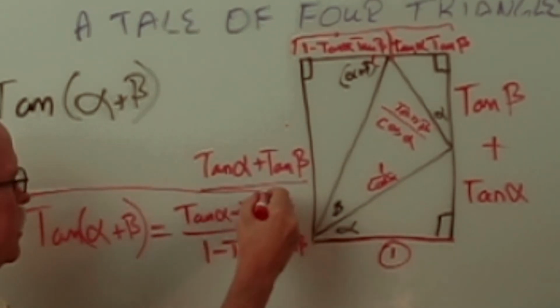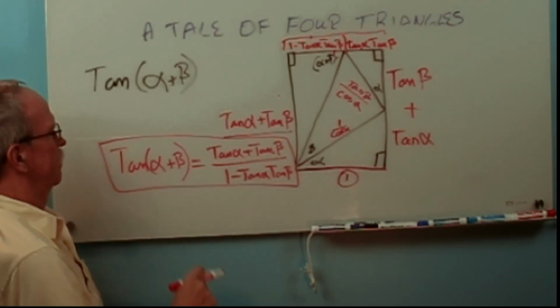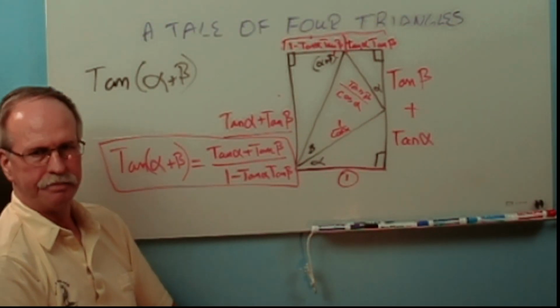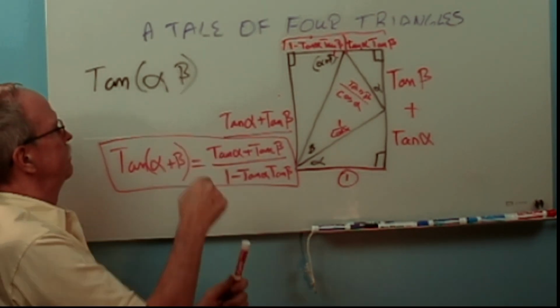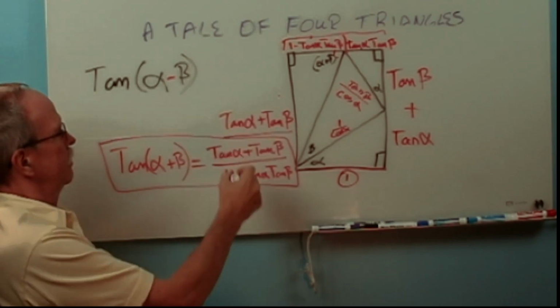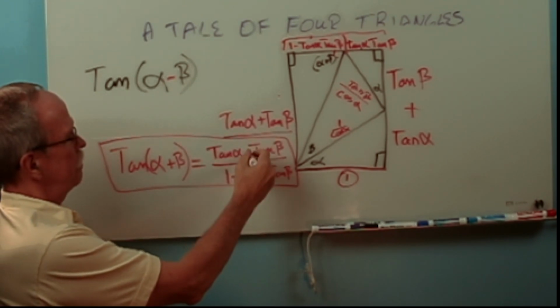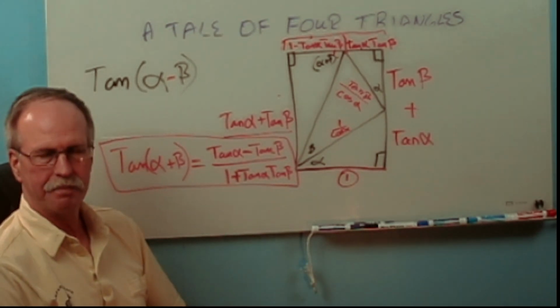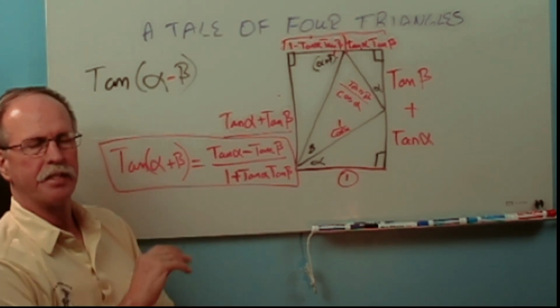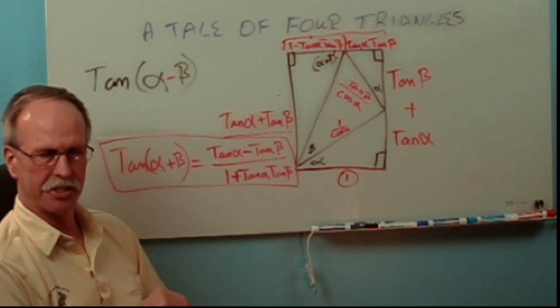And there, my friends, is our answer. Now, once again, if we change that sign to a negative, we change that sign to a negative, and we change that sign to a plus. And that is how you solve the tangent of the sum of two angles.